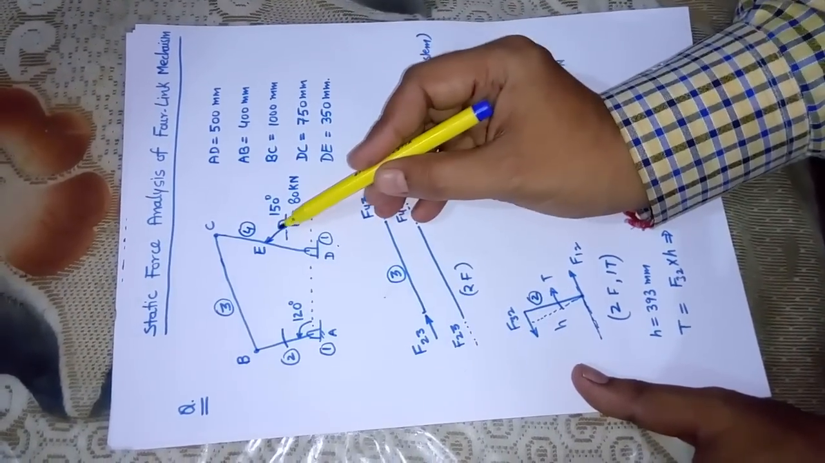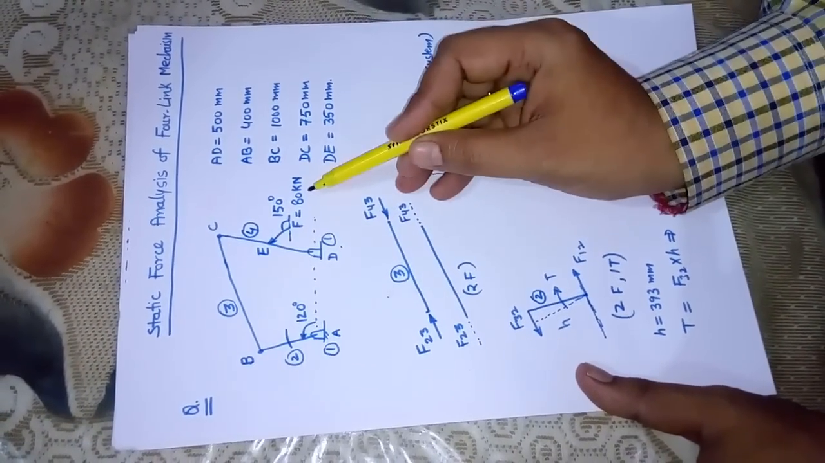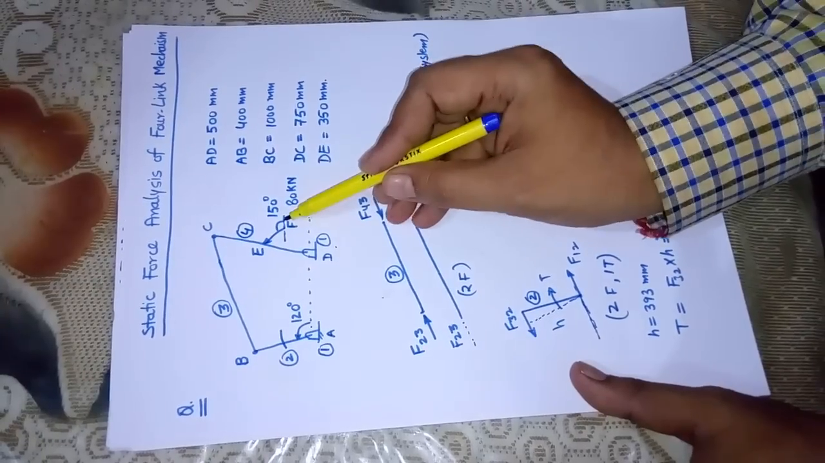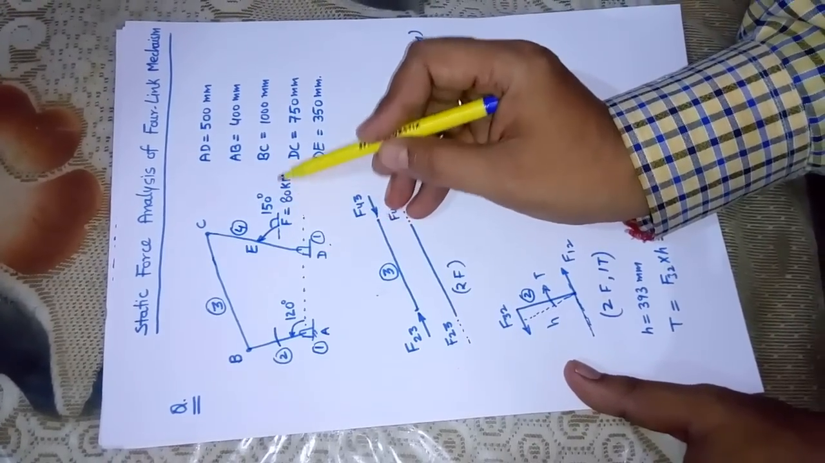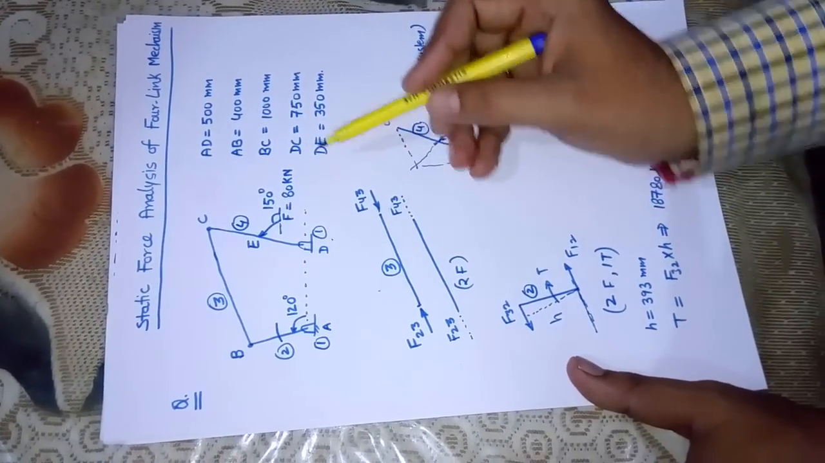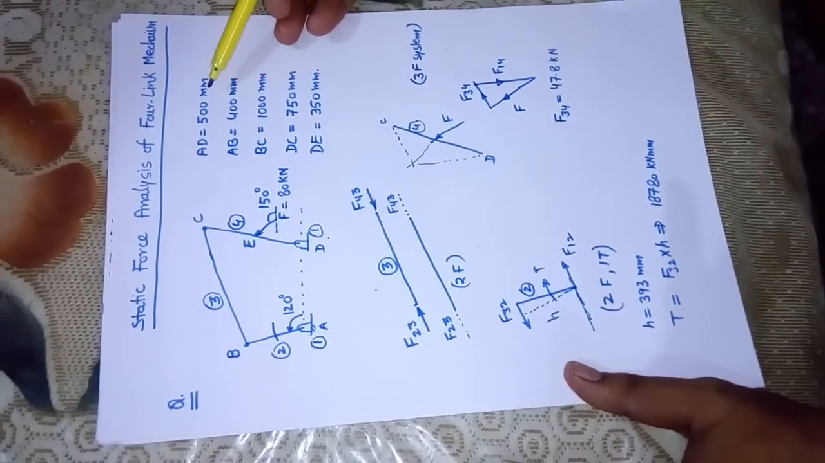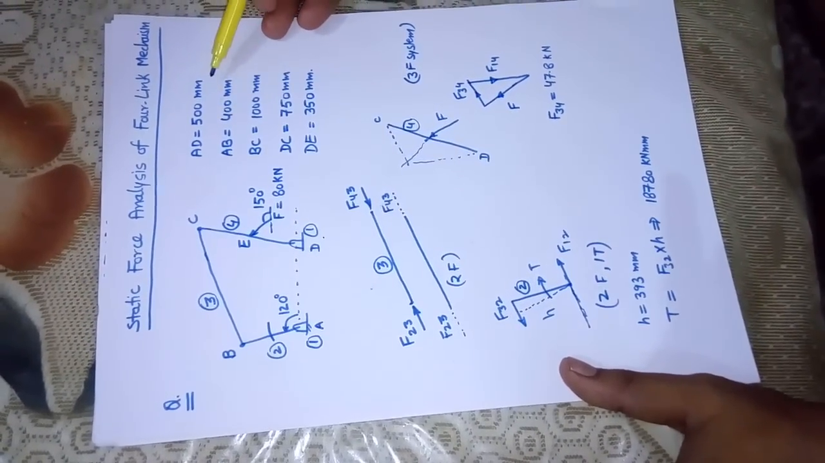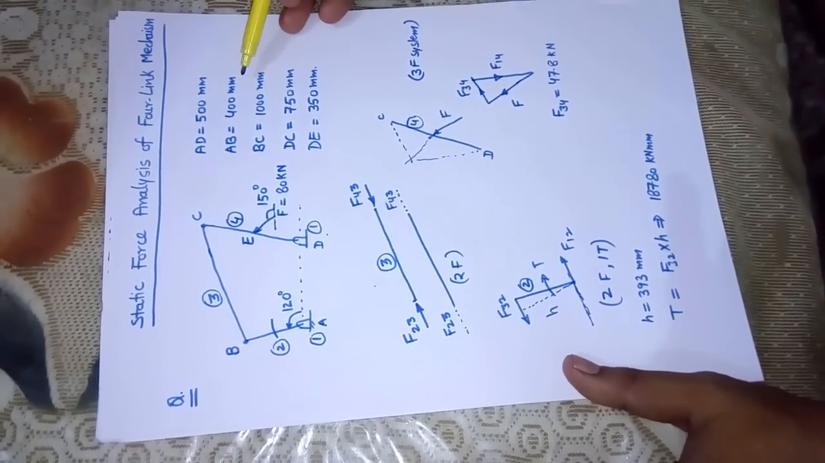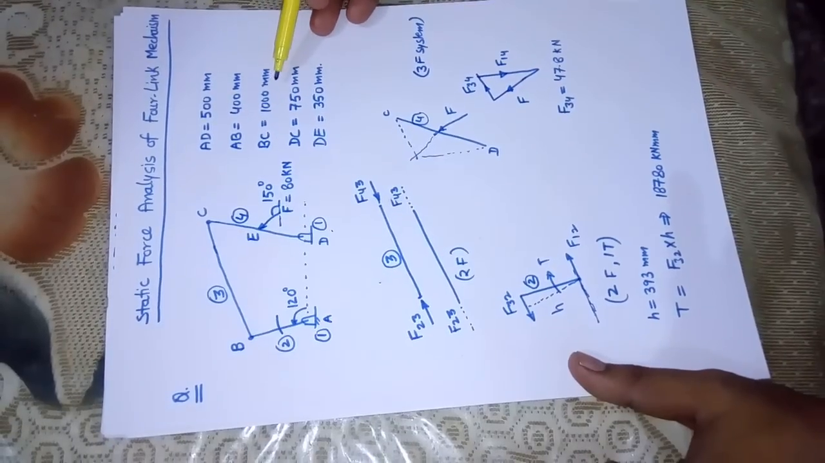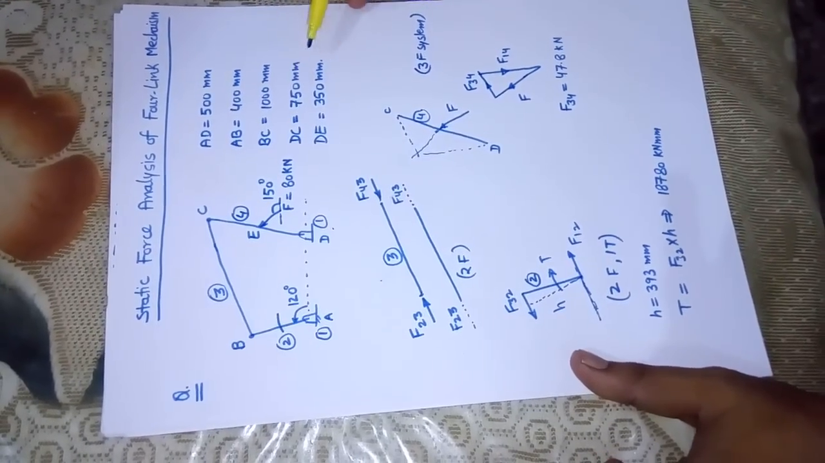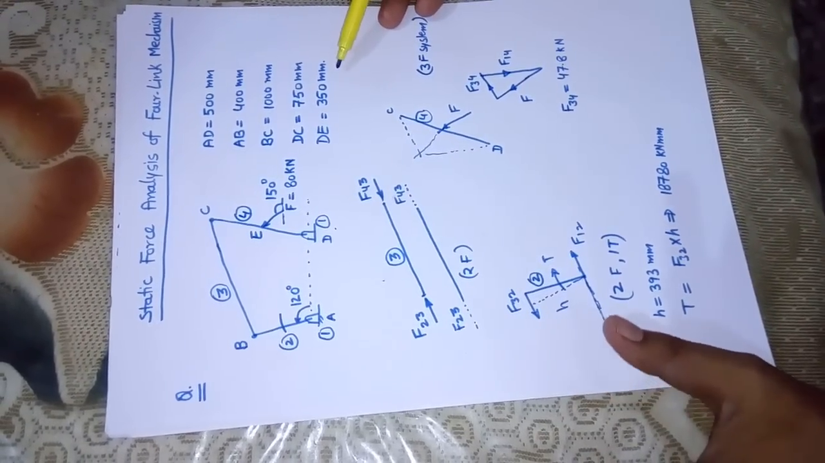Now a force is acting at point E. The magnitude of force is 80 kilonewton. It is acting at 150 degree from the x-axis direction. All the important parameters are given, like AD is 500 mm, AB is 400 mm, BC is 1000 mm, DC is 750 mm, DE is 350 mm.